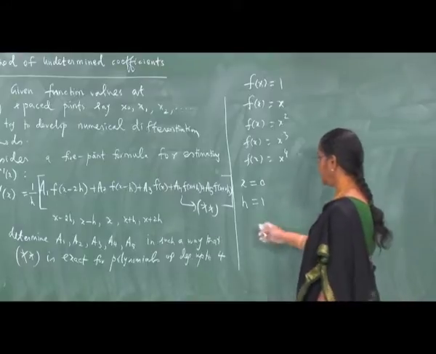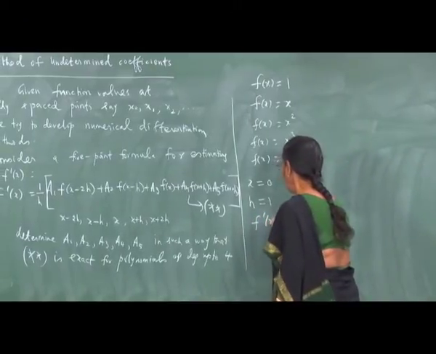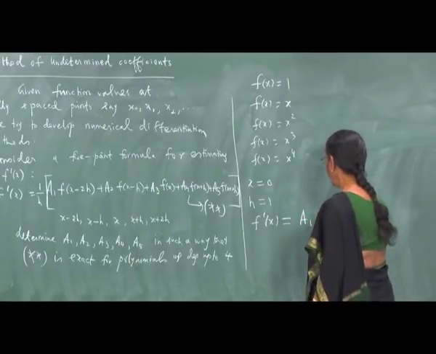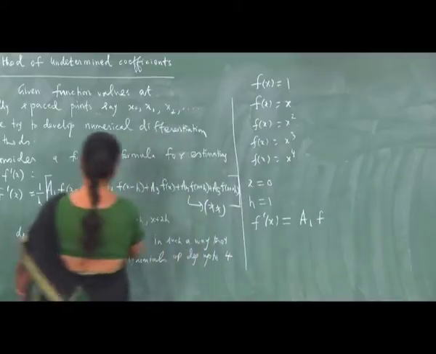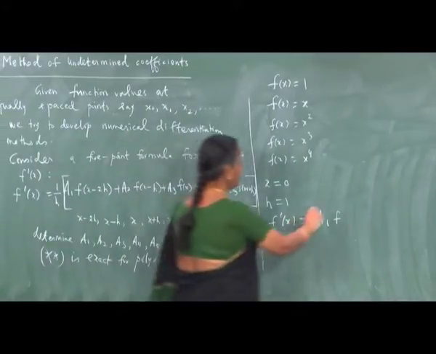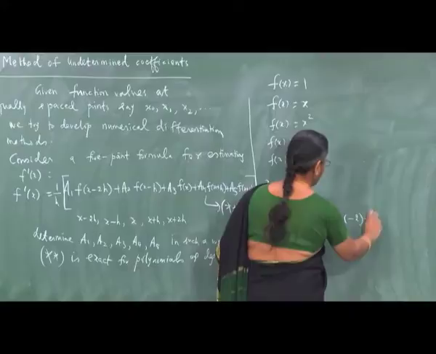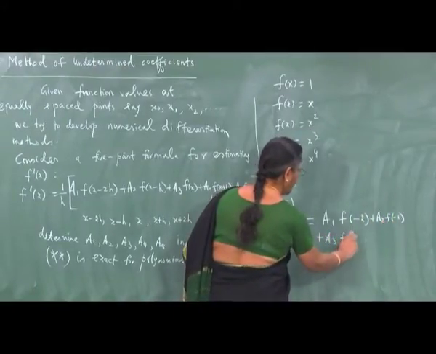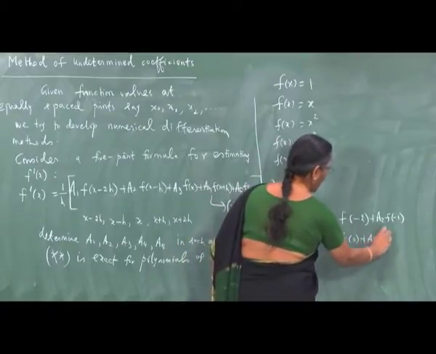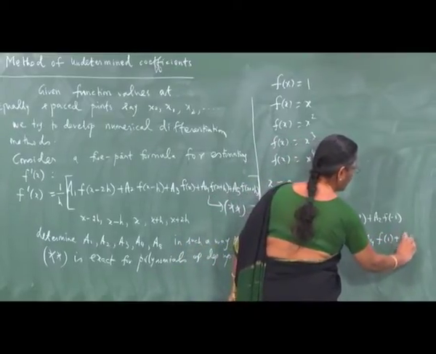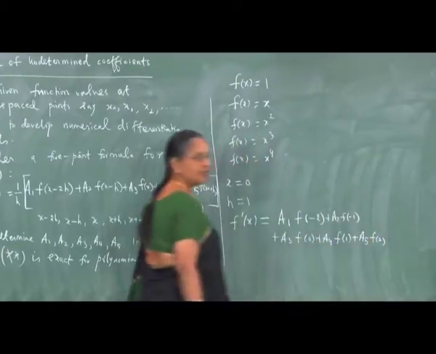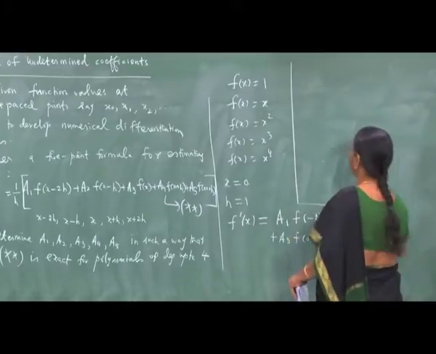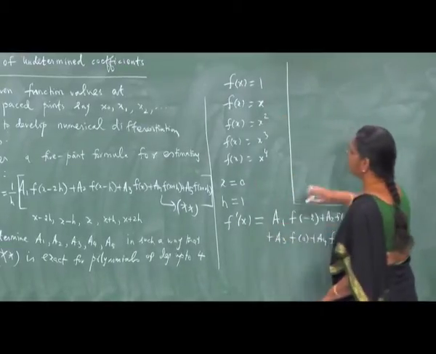and then obtain the numerical differentiation method for approximating f prime of x. So, we take f prime x must be of the form a1 into f at minus 2 plus a2 f at minus 1 plus a3 f at 0, a4 into f at 1 plus a5 into f at 2, where h is 1 and x is 0. So, let us substitute f of x given by these and arrive at the conditions.